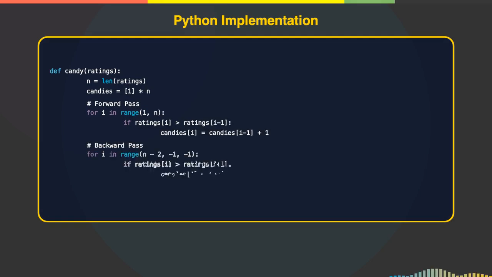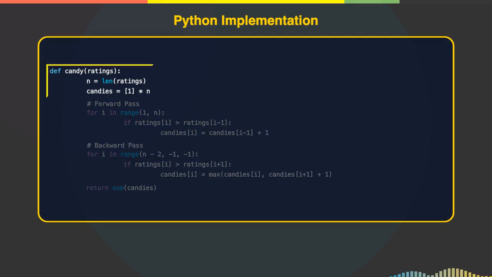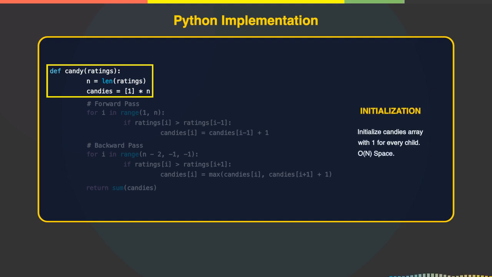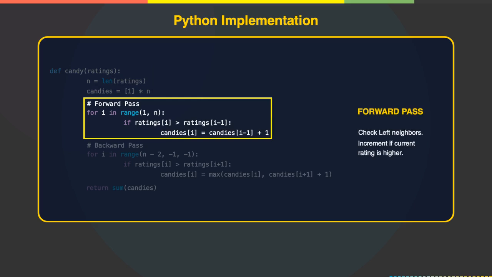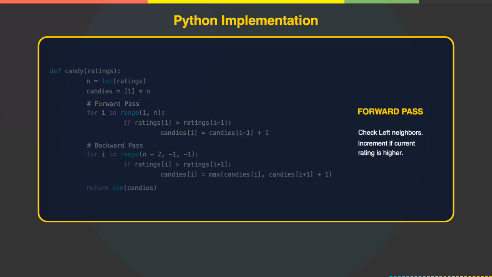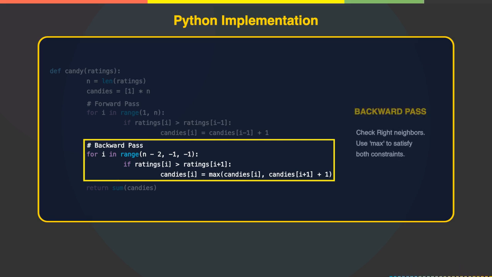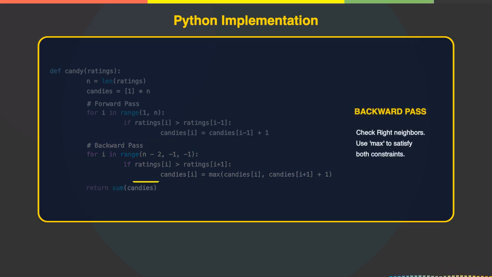In Python, this is incredibly clean. We initialize a candies array of size n with 1s. We loop from index 1 to n-1 for the forward pass, and then from n-2 down to 0 for the backward pass, using the max function to preserve our previous progress. Finally, we return the sum of the array.